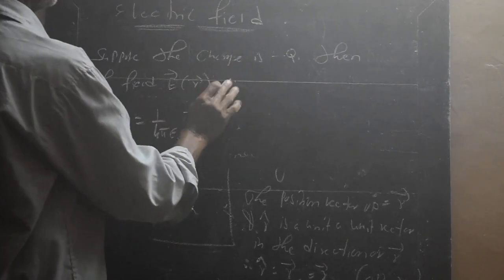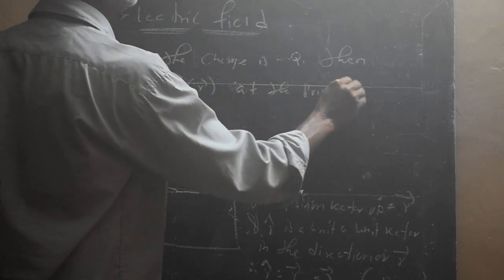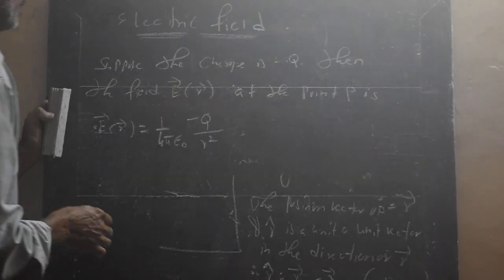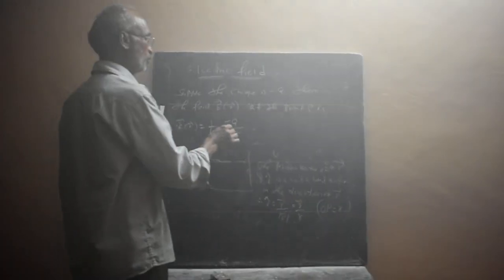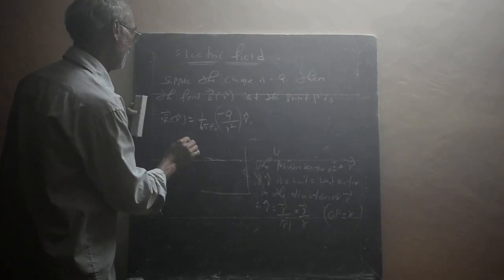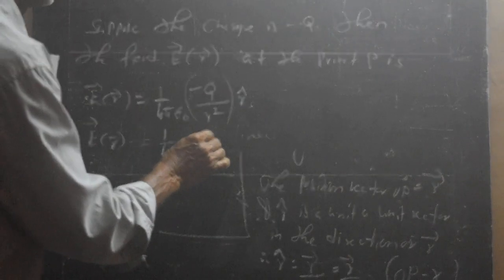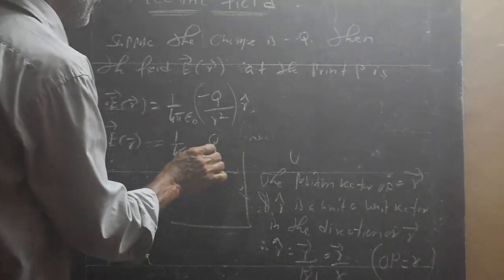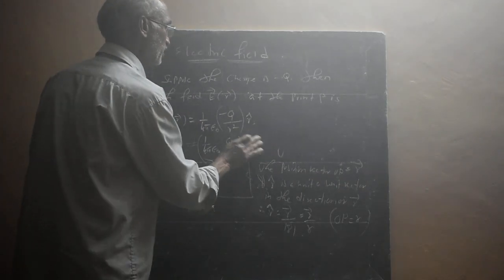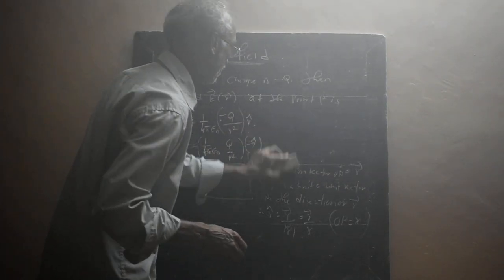E bar of R bar at the point P is 1 upon 4 pi epsilon naught, minus Q upon R square into R cap. That equals E bar of R bar is 1 upon 4 pi epsilon naught Q upon R square into minus R cap. This minus is into here, into minus R cap. What do you mean by minus R cap?